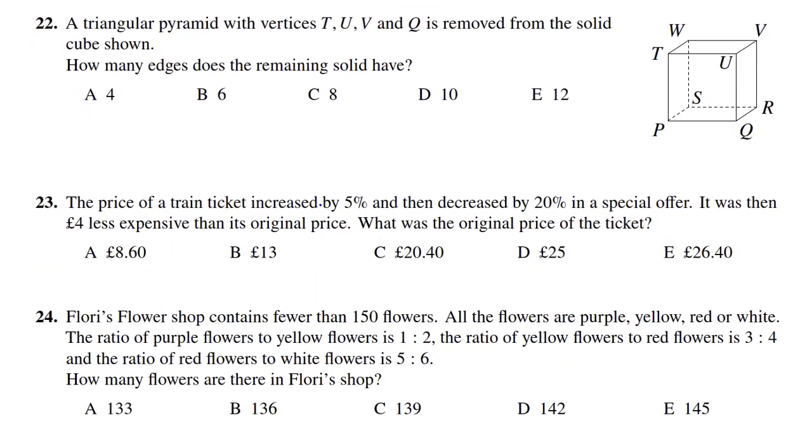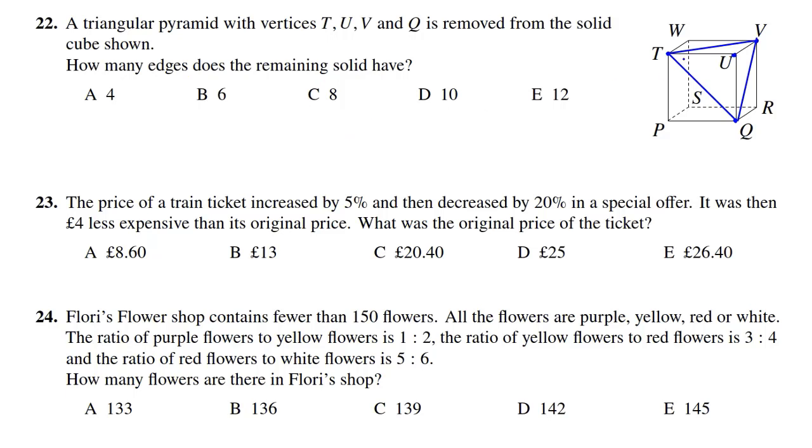Let's consider problem 22. A triangular pyramid with vertices T, U, V, and Q is removed from the solid cube shown. If I want to show the pyramid, it will be this figure. And it asks, how many edges does the remaining solid have?